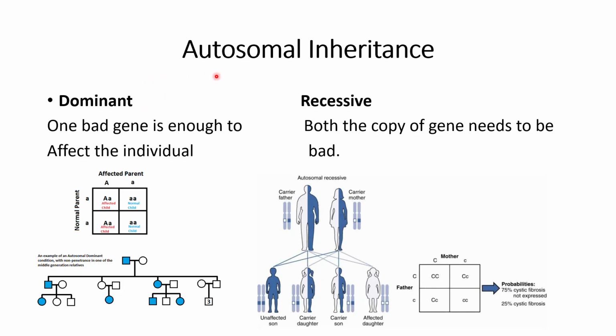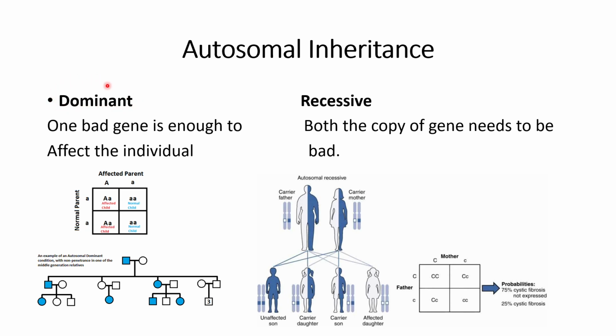In this video we will discuss autosomal inheritance. There are two kinds of autosomal inheritance: one is dominant and one is recessive. It is called autosomal because the gene mutation occurs in the autosome chromosome, not in the sex chromosome. So let us go through autosomal dominant inheritance.